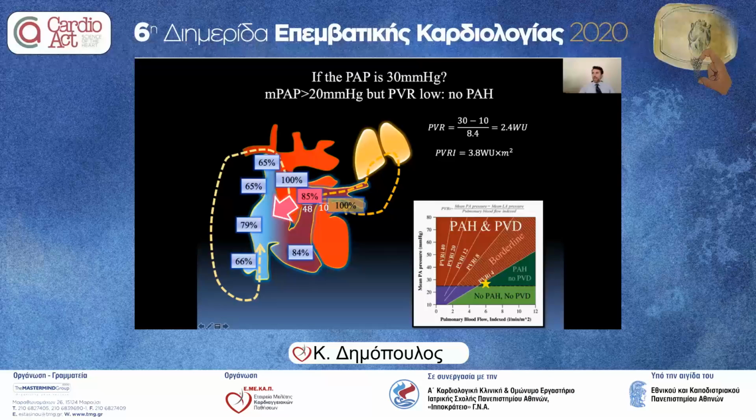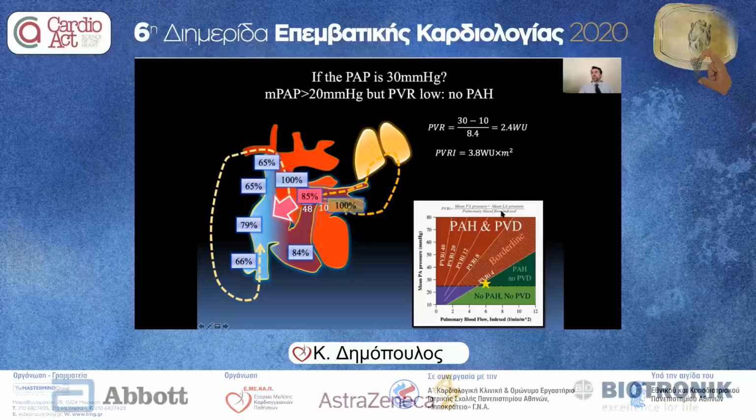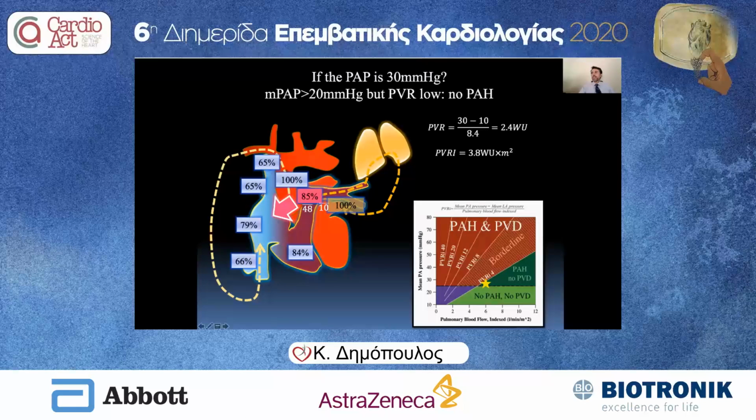So a patient with a mean PA pressure of 30, which falls into the definition of pulmonary hypertension, has a normal pulmonary vascular resistance, and hence we would close this defect because this is not pulmonary vascular disease. There's no pulmonary vascular disease.